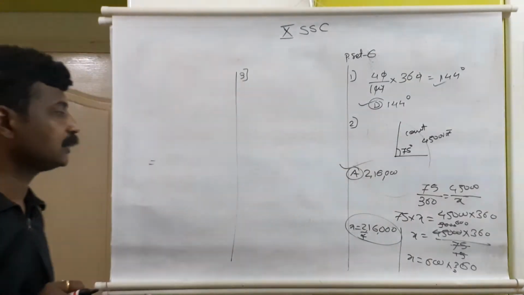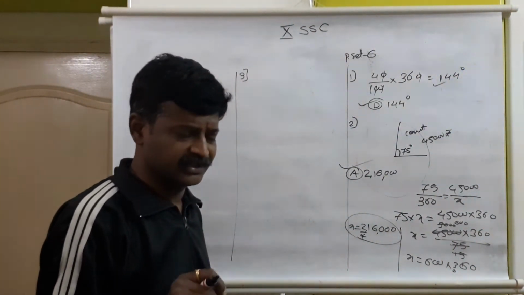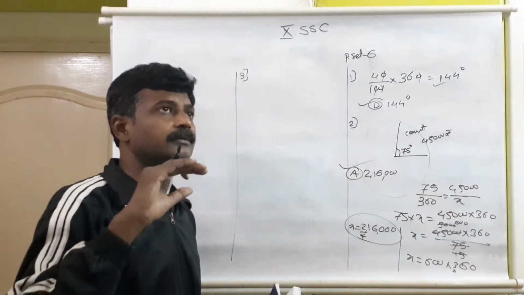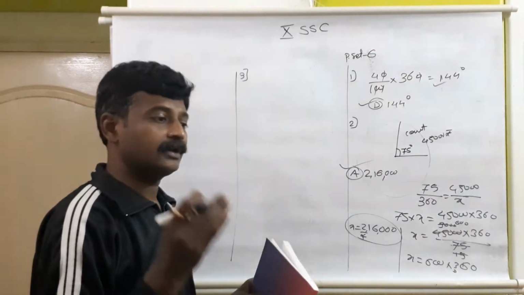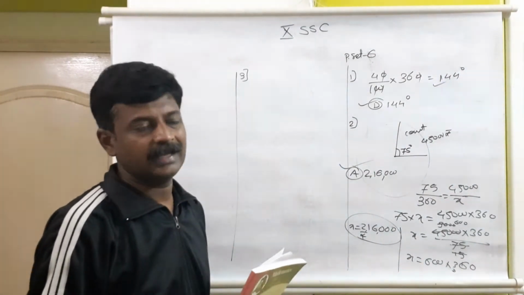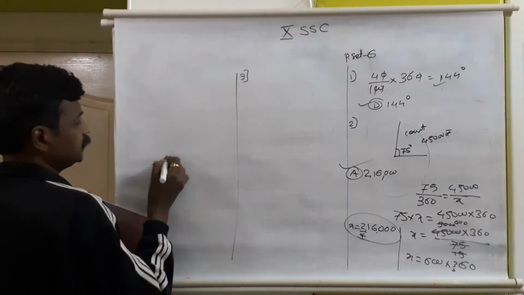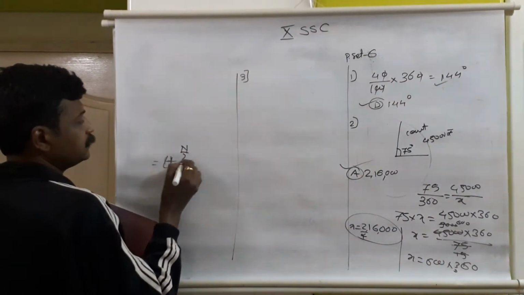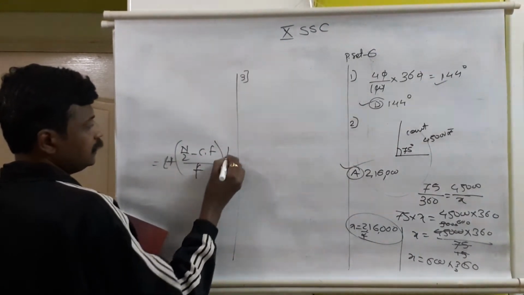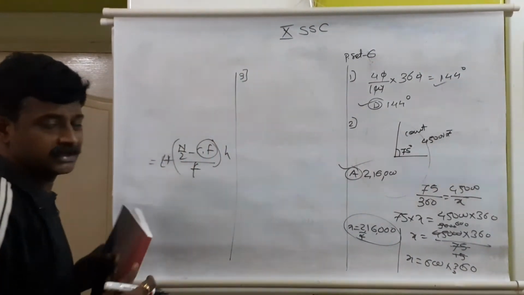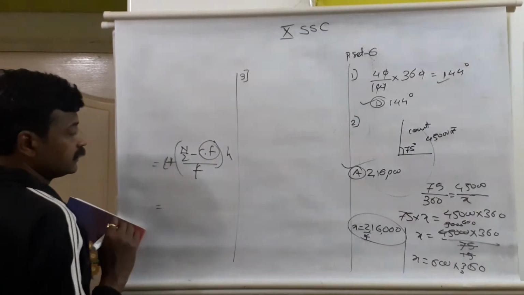After that, the lower limit of the median class is considered as capital L. The cumulative frequency of the previous class of the median class is considered as CF. The frequency of the median class is taken as F. So median is equal to L plus n by 2 minus CF upon F into H. So here cumulative frequency was used. Then for mode also, is cumulative frequency considered?